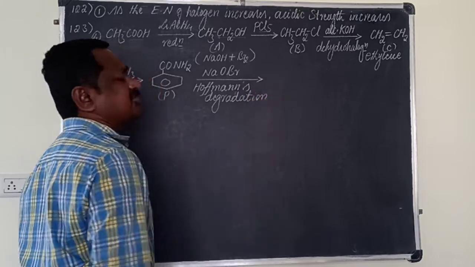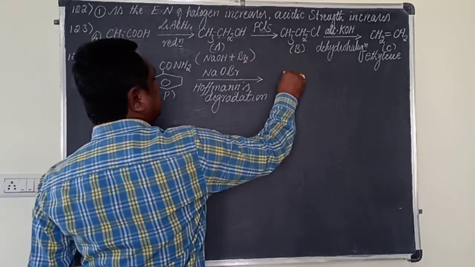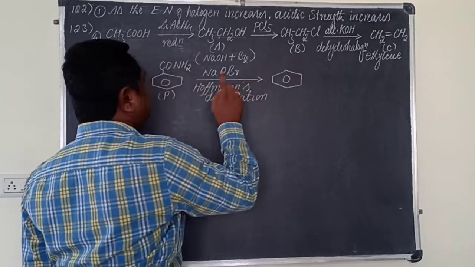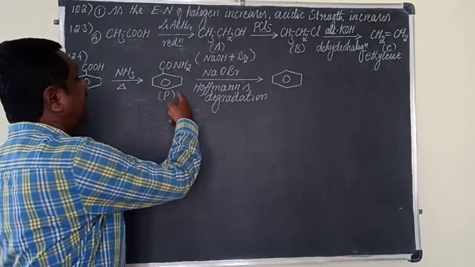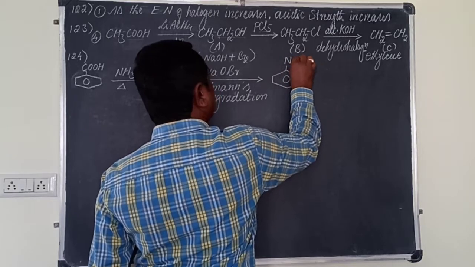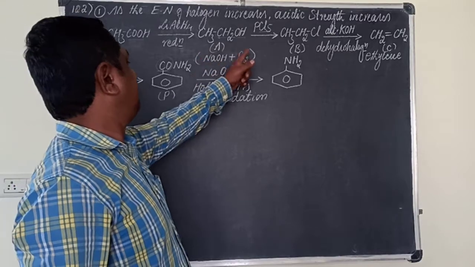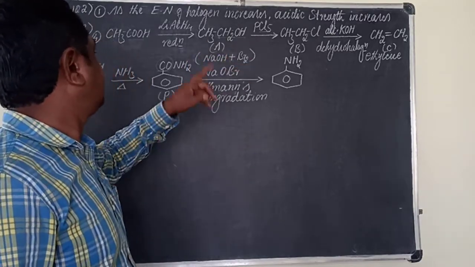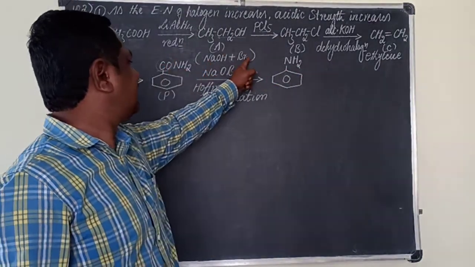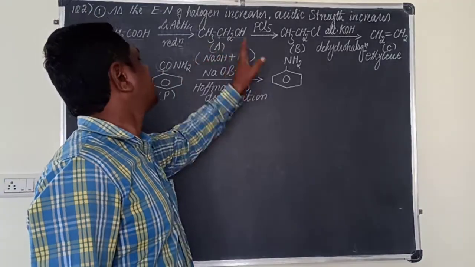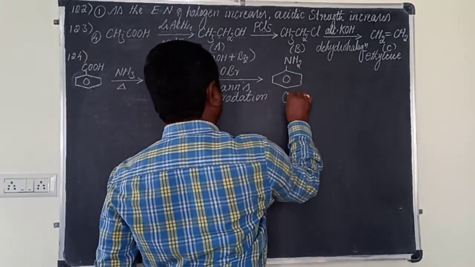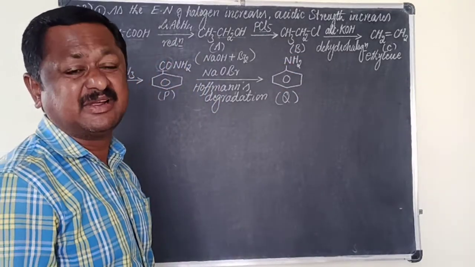Hoffmann's bromamide reaction. Again, an acid amide is converted into a primary amine which contains one carbon atom less than the acid amide. The CONH2 group goes to NH2. The byproducts are NaBr, sodium carbonate, and water. Any acid amide reacts with NaOH and bromine, that is NaOBr, or KOH and bromine, to give a primary amine with one carbon atom less. We get aniline, an aromatic primary amine.